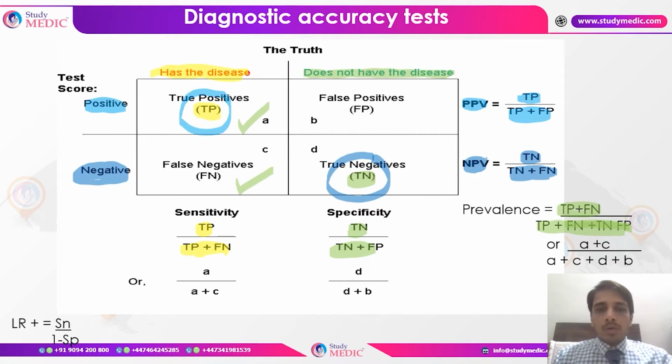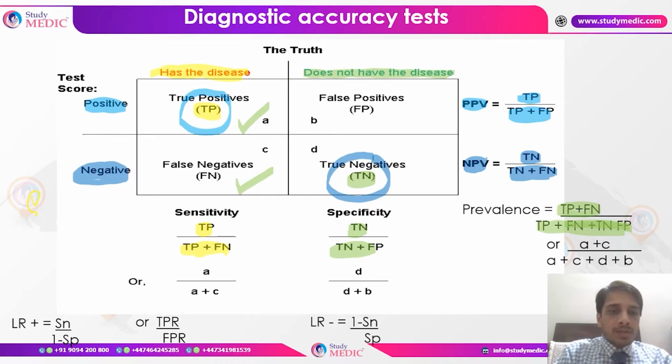Now, what is the positive likelihood ratio? If you write sensitivity by specificity, and instead you do 1 minus specificity, that is the positive likelihood ratio.